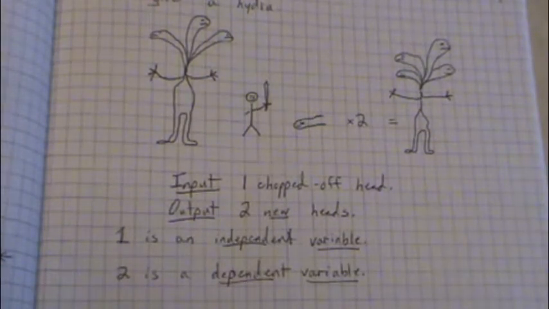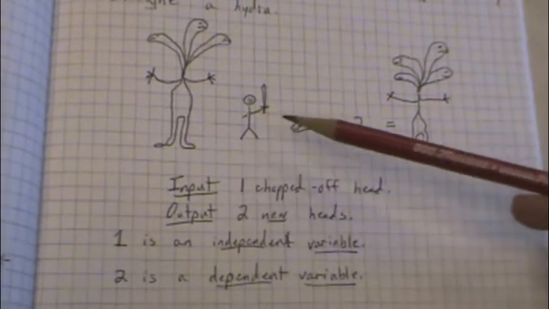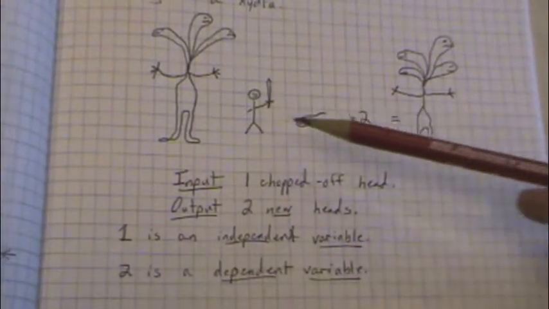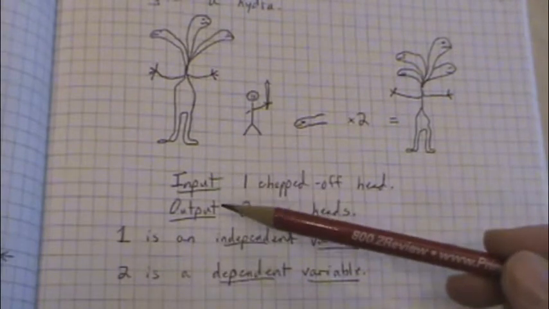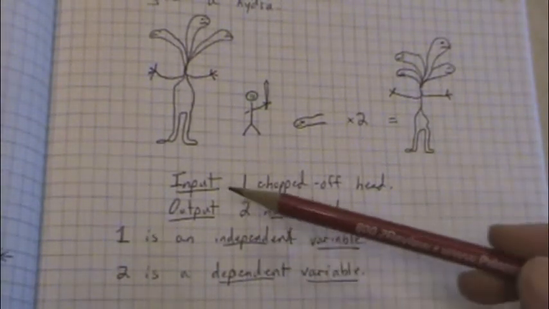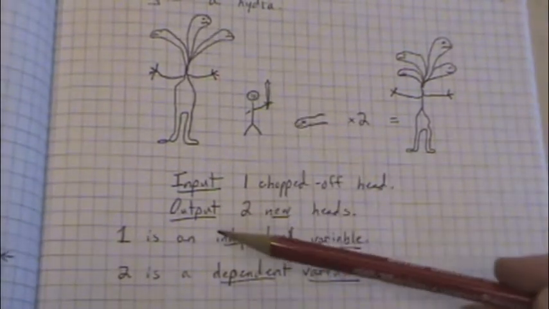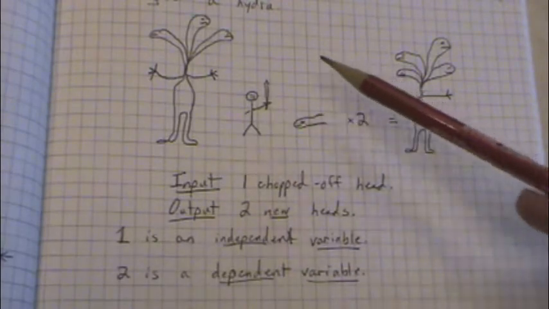So now that you've got that, go ahead and make some note in your book. You can draw the hydra if you want. You can just say, think about a hydra, but you need to know input, output, independent variable, and dependent variable. The input is what you put in. The output is what comes out of whatever process you're using.